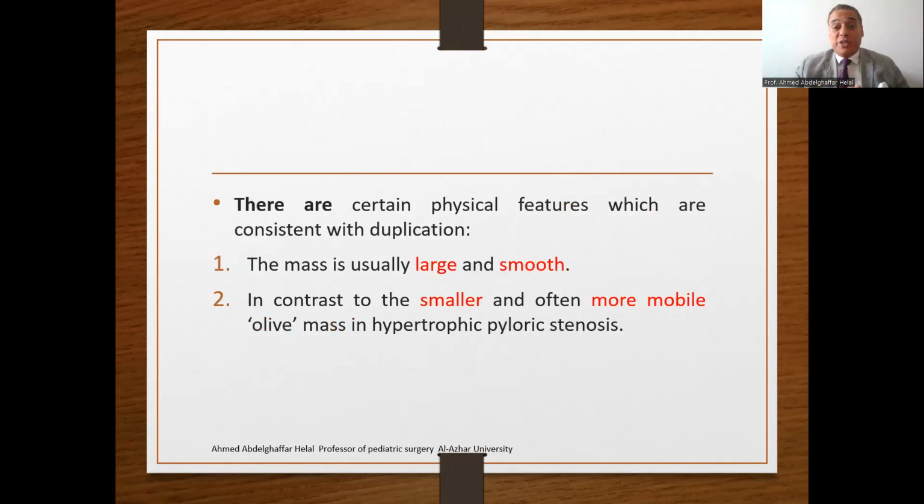There are certain physical features which are constant with the duplications. The mass is usually large and smooth, in contrast to the smaller and more mobile olive mass described in hypertrophic pyloric stenosis. The duplication will be a large and smooth mass.